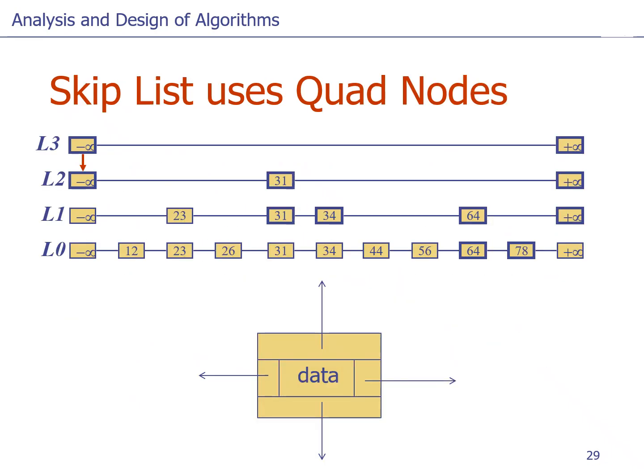The first thing we need to learn about skip lists is that they use what's called quad nodes. So if you remember from your data structures course, a linked list would typically have a node with two references, one to the next node and one to the previous node. While what we have here are, apart from the data, four references. You still have the next reference and the previous reference, but we also have an upward reference and a downward reference. And what you see at the top figure is an example of a skip list.